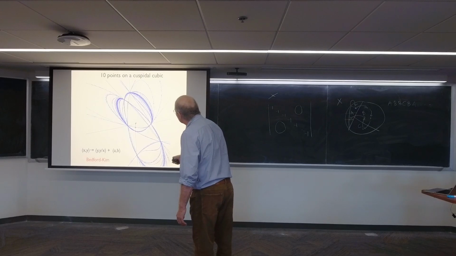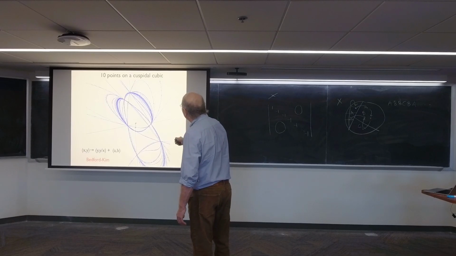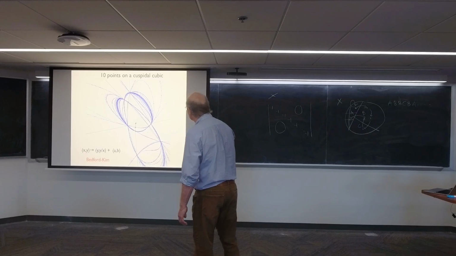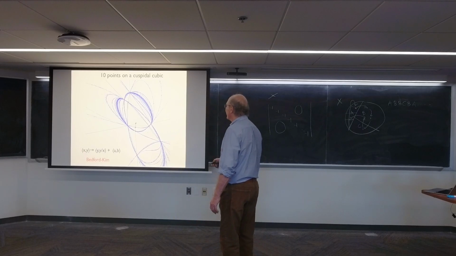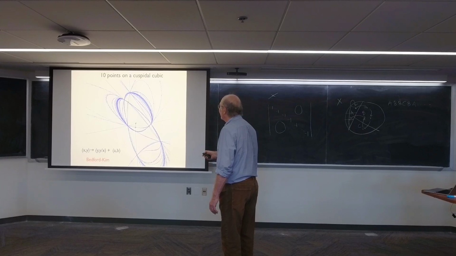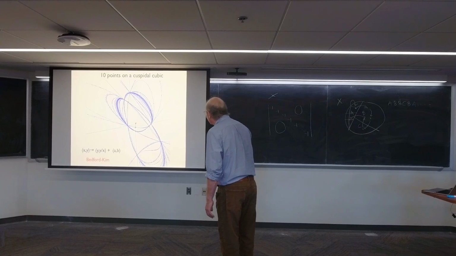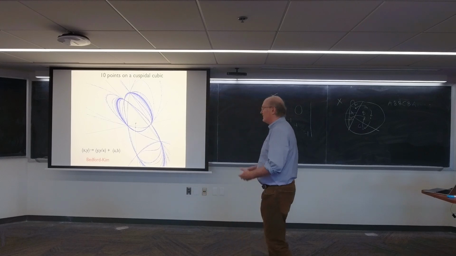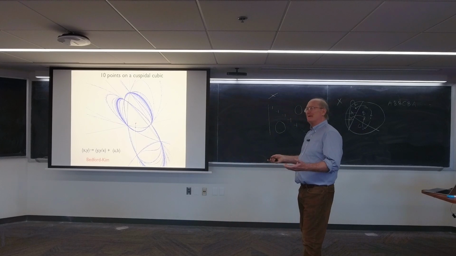Here is my cuspidal cubic. That's the cusp right there. And then here's another branch over the reals of the same cubic. And here's another branch over the reals. And then if you look very closely, you'll see some dots. There's a blue dot there, and a blue dot there, and a blue dot there. That's 3. 3 more up there, 3 more down there, and then 1 close to the cusp. And those are the 10 points that need to be blown up.